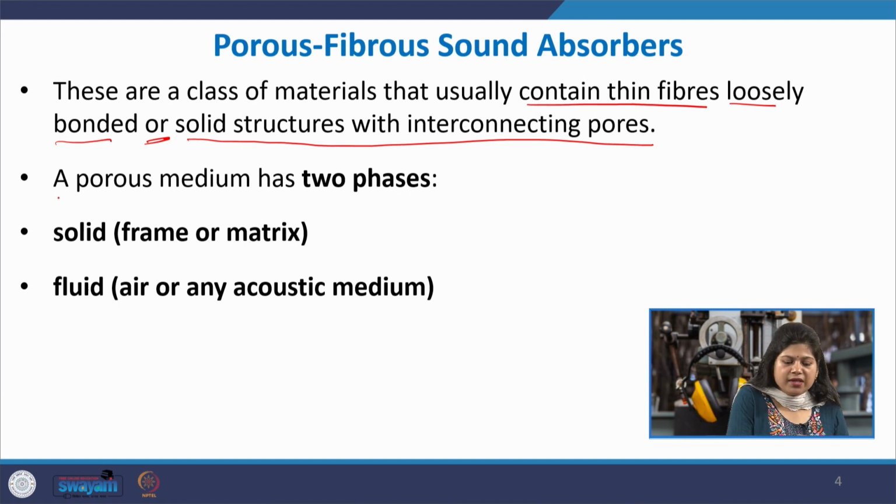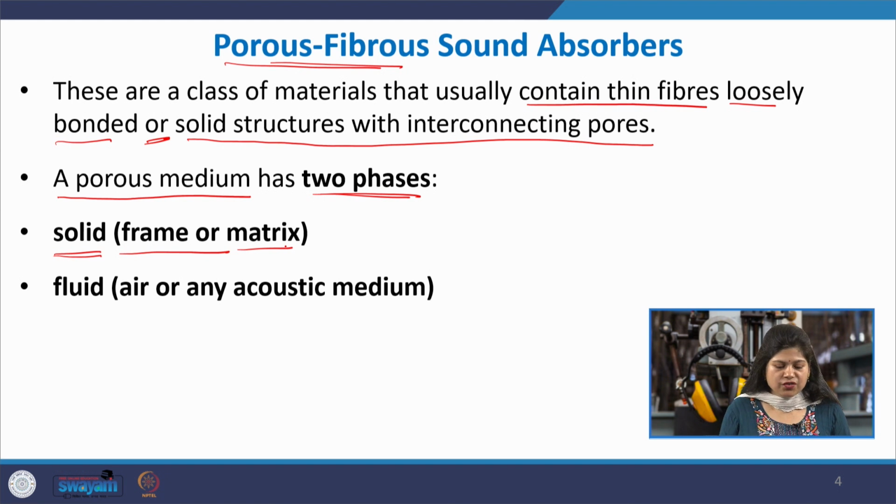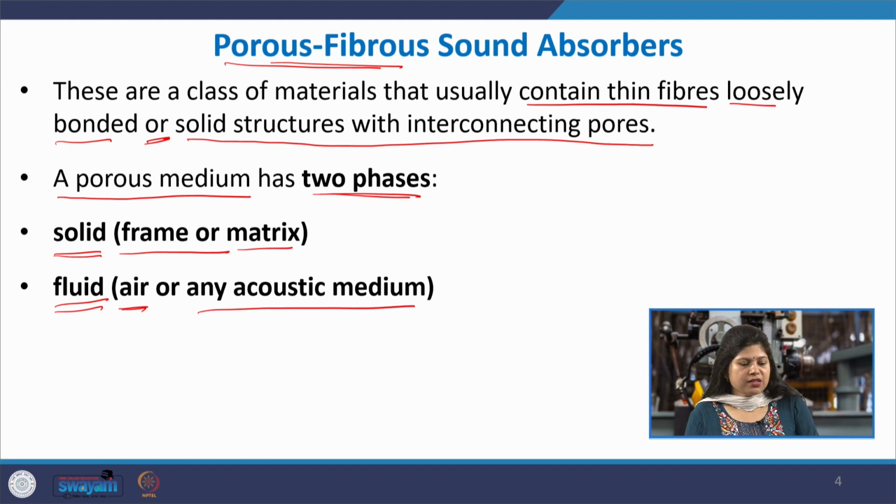That is why any such porous medium or porous fibrous medium will have two phases. First would be the solid phase, also called the frame or the matrix, and then you have the fluid phase, that is the air, which is the most common acoustic medium, or any other acoustic medium. So, it is a two phase material.